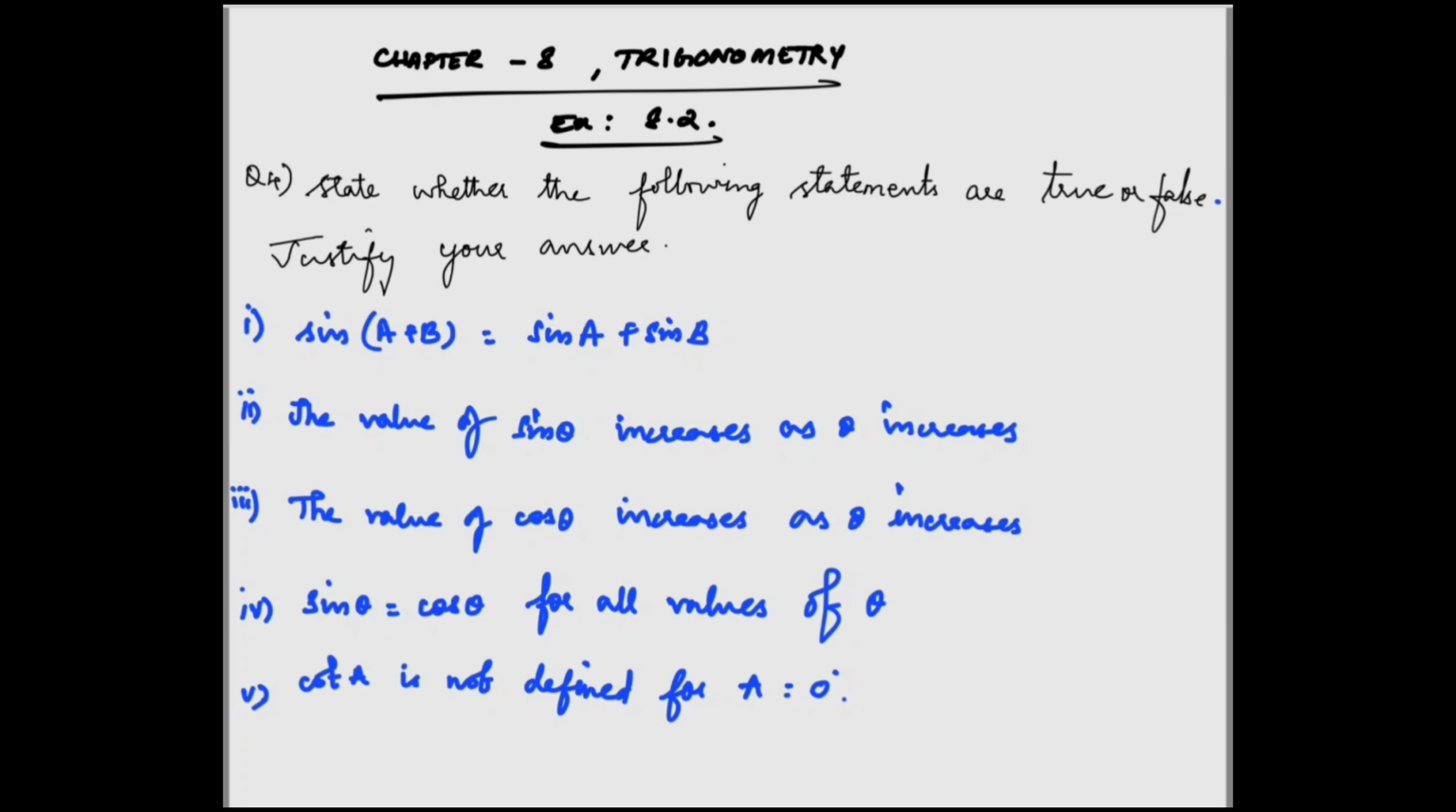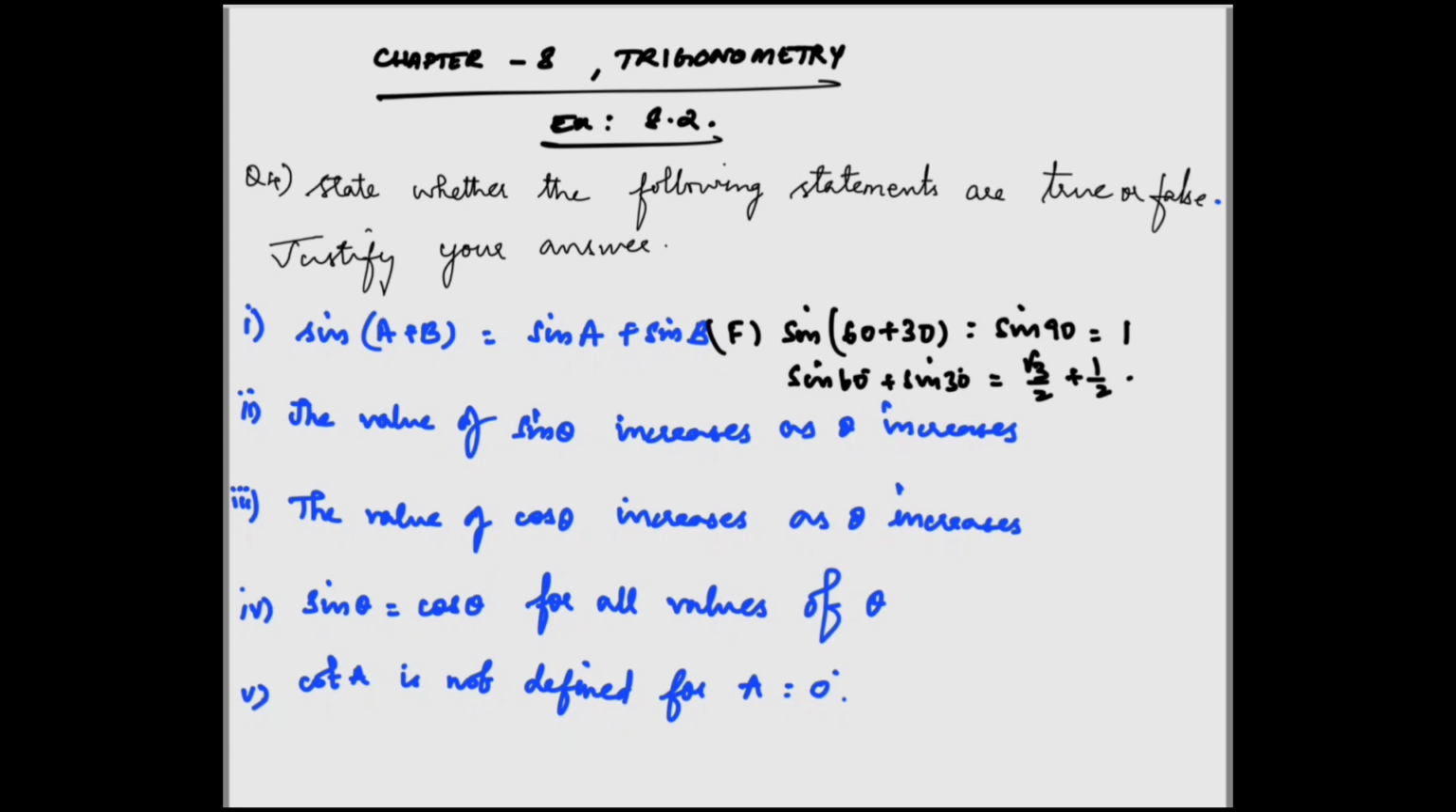It is a false statement. For example, let us consider A to be 60 and B to be 30. So sin of 60 plus 30 is equal to sin 90, which is equal to 1. And sin 60 plus sin 30 is equal to root 3 by 2 plus 1 by 2, which is totally a different answer, so it is a false statement.